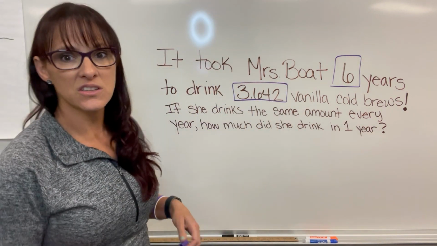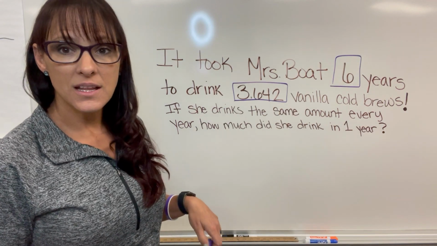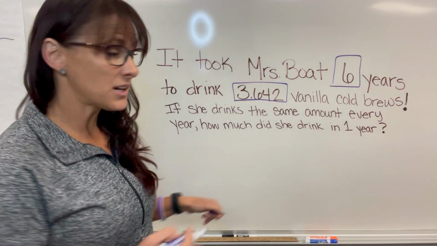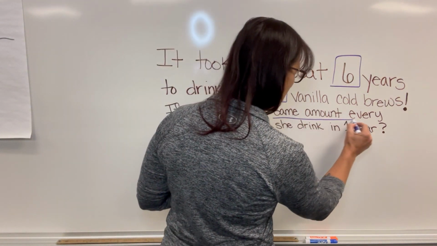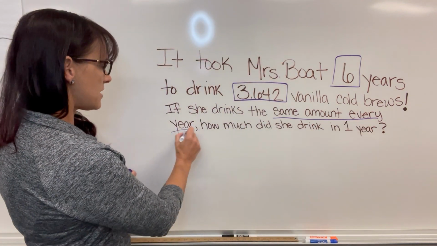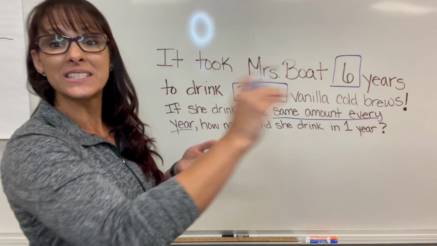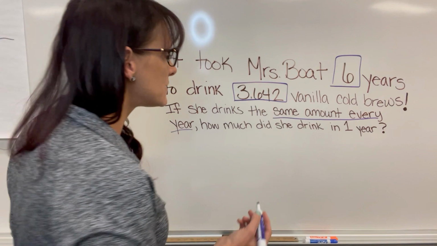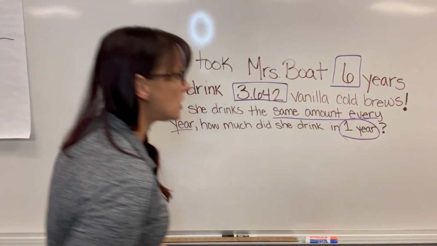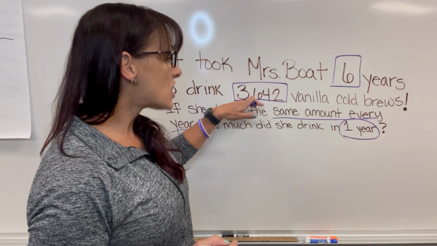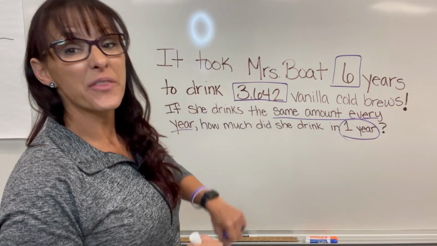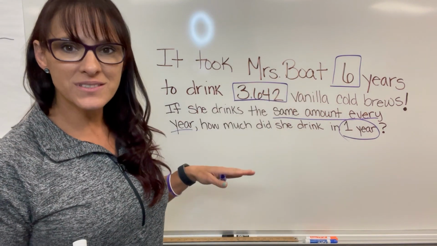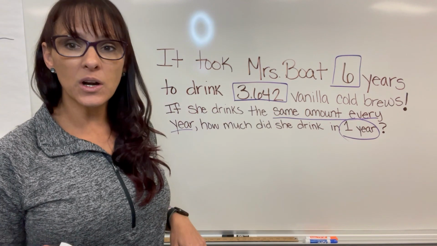And is there any information that is super important that's gonna tell you what to do with this? She drinks the same amount every year, right? So if she drinks the same amount every year, that means she's doing the same thing every year. She's gonna divide that equally, right? Because we wanna know what? Exactly, we wanna know how much in 1 year. So we're gonna start with the whole total, our giant total, and divide that up amongst our 6 years and find out what our 1 year total is.